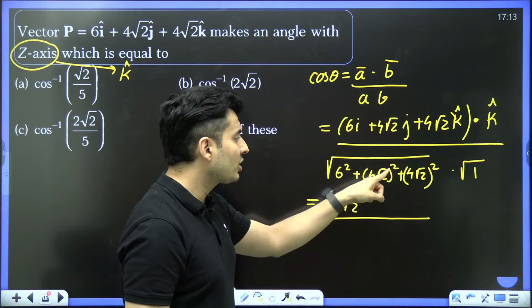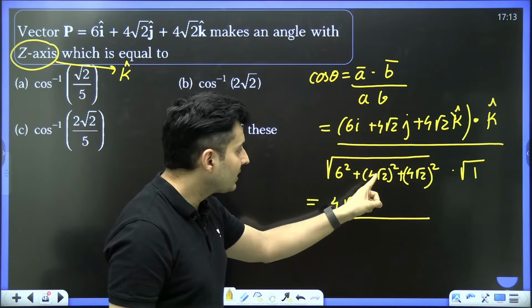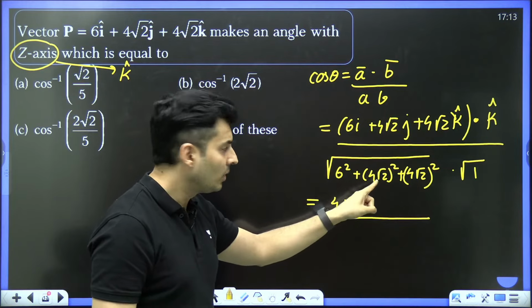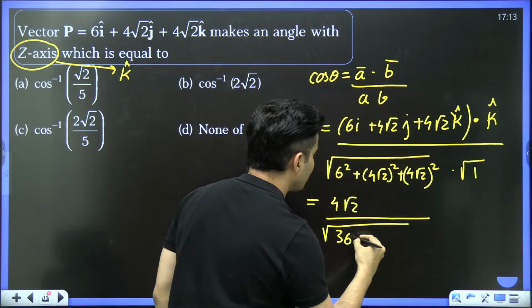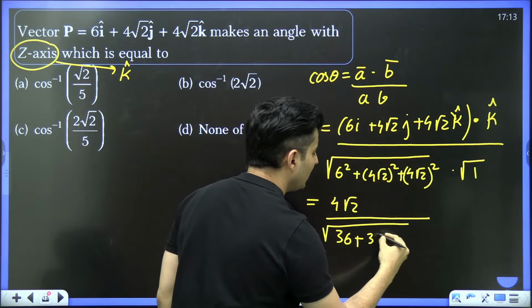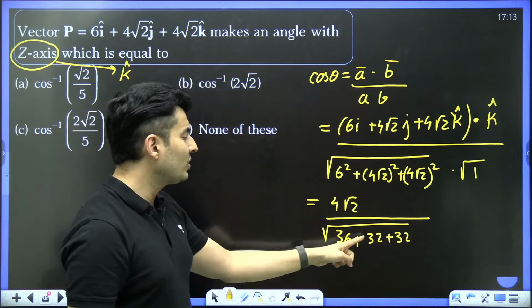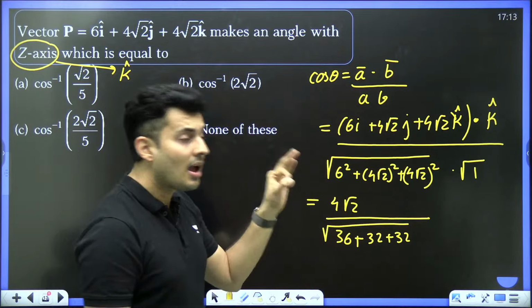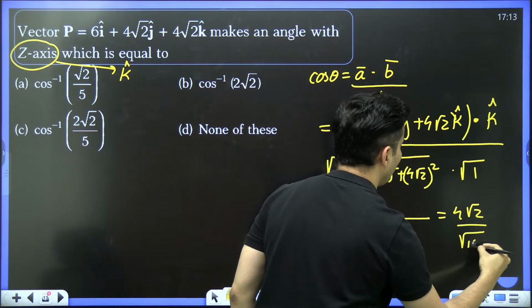Now 4 square is 16. Root 2 square is 2. 16 into 2 is 32. So basically this will be 6 square is 36 plus 32 plus 32. Root 1 is 1. 32 plus 32, 64, 64 plus 36, 100. So this will be nothing but 4 root 2 divided by root of 100.